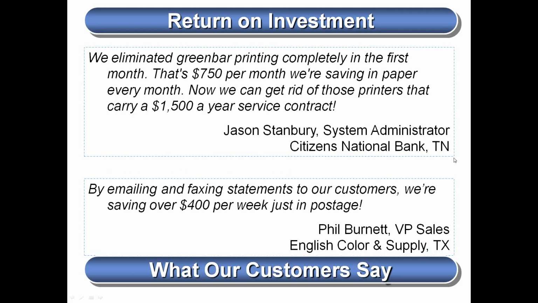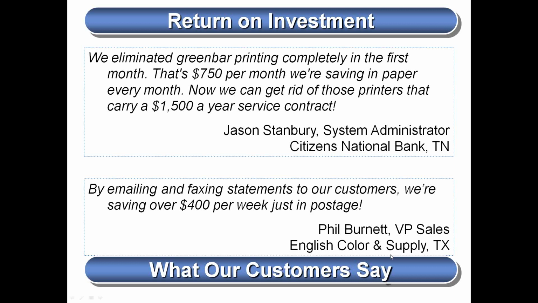Now, it doesn't really matter the type of industry. Here's a bank, Citizens National Bank. They were printing their end-of-day reports on impact printers on green bar paper. They've eliminated that process by now converting their daily reports to PDF and placing them out on a network server. And they've gotten rid of 4 or 5 of these impact printers they don't need. At a $1,500 per year service contract, that's substantial, and they're saving $750 a month just in paper. Again, the return on investment on this is significant. You're talking about a full payback in less than 6 months typically.